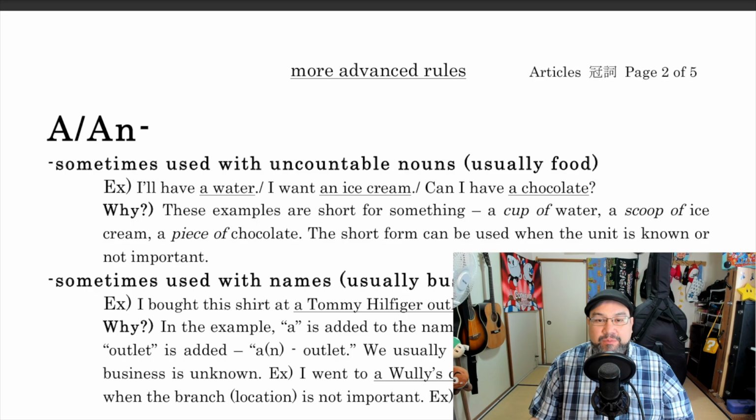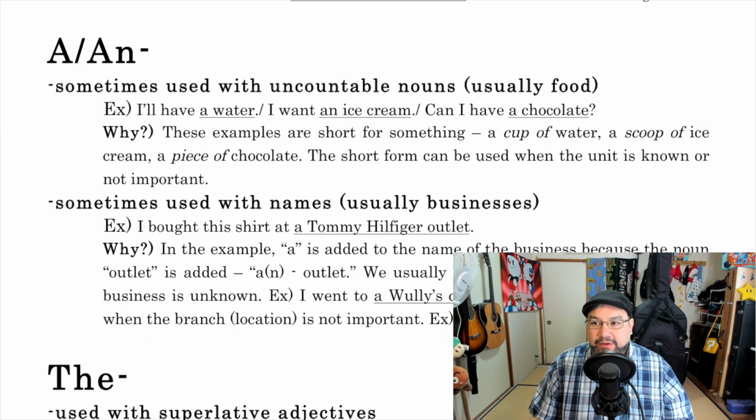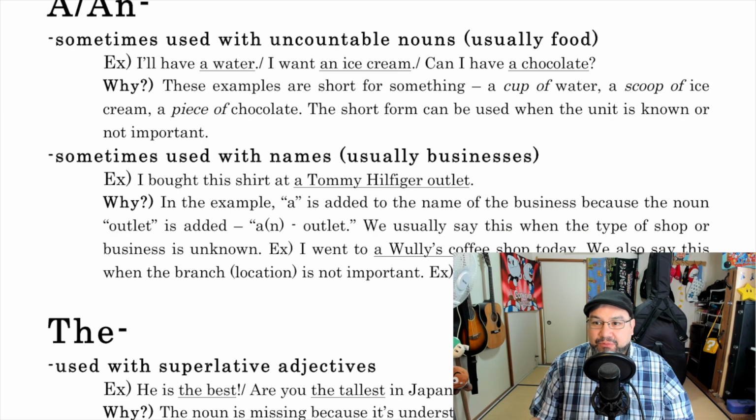Okay, now let's talk about more complicated rules. Here's the second sheet. It's more advanced rules. For a and an, I want to say sometimes it's used with uncountable nouns, usually food. Let me give you this example. For example, I'll have a water. I want an ice cream. Can I have a chocolate?